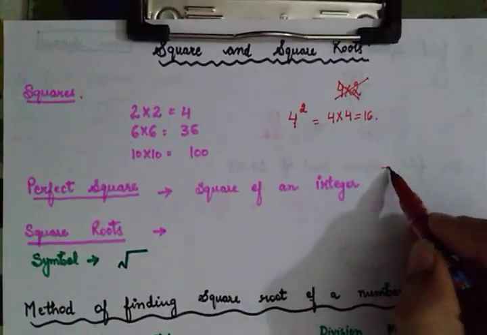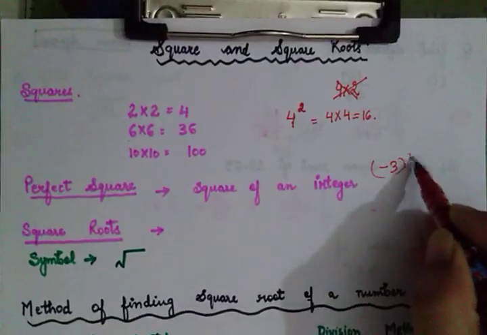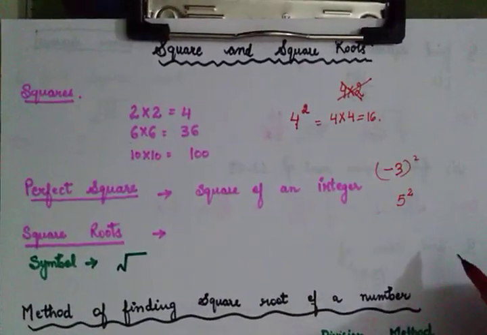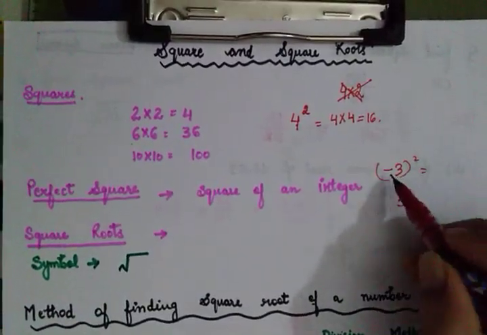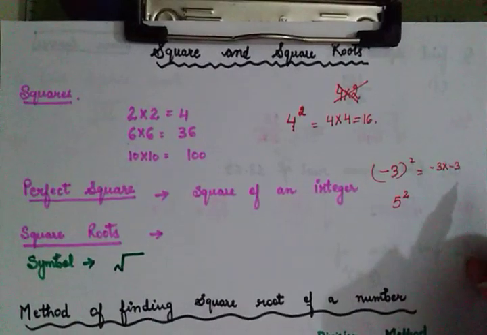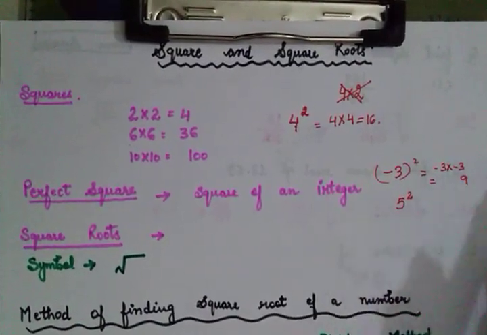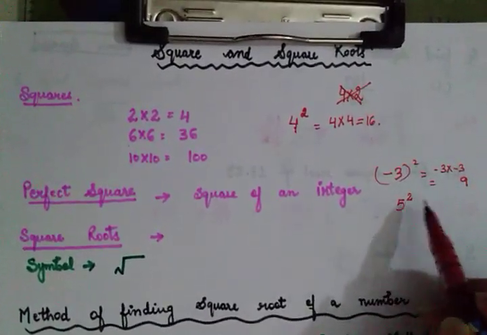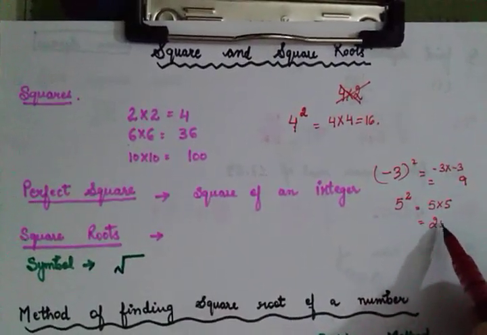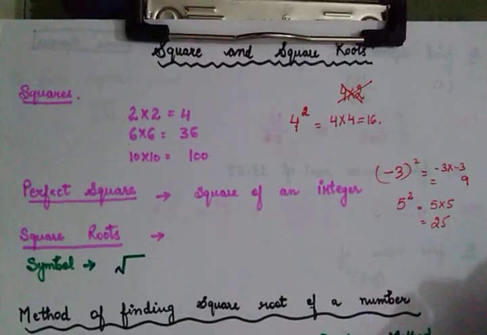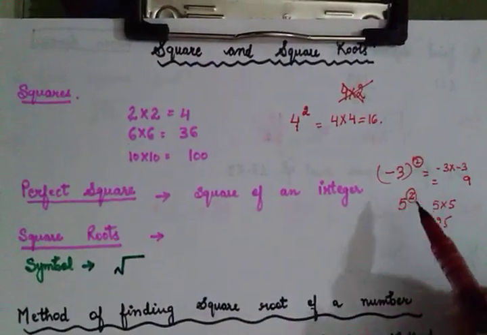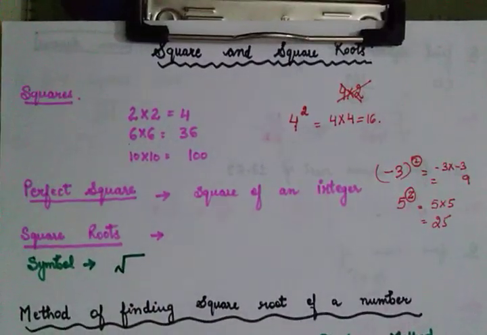Like I can have the square of minus 3 also, or I can have the square of a positive number also. And how will it be done? Minus 3 whole square means minus 3 multiplied by minus 3, which results in 9. And 5 square means 5 multiplied by 5, which results in 25. So this 2 which we are writing on the top actually means square.